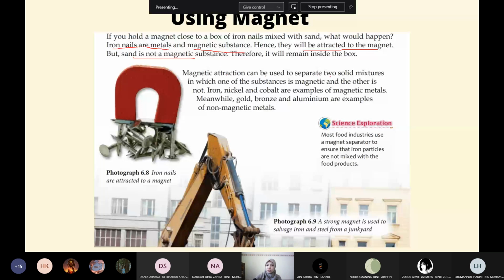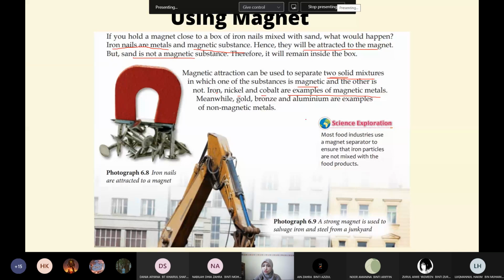Kalau tadi distillation, distillation to separate miscible liquid mixture. This one, magnetic attraction, is used to separate two solid mixtures, different kinds of physical properties of substances lah. It is used when one of the substances is magnetic and the other is not. So iron, nickel and cobalt are examples of magnetic metals. Meanwhile, gold, bronze, aluminium are examples of non-magnetic metals.